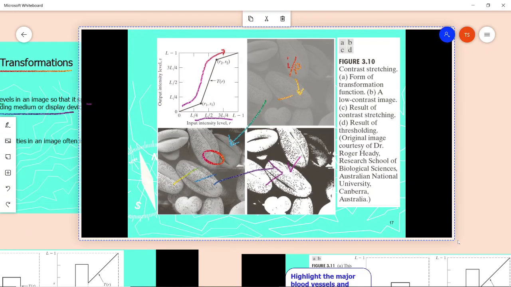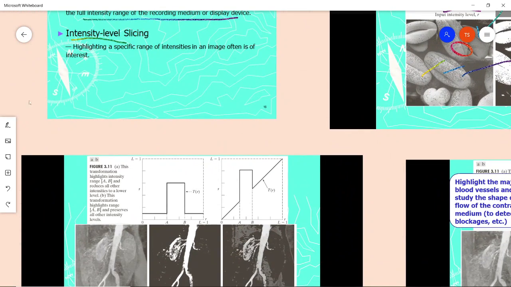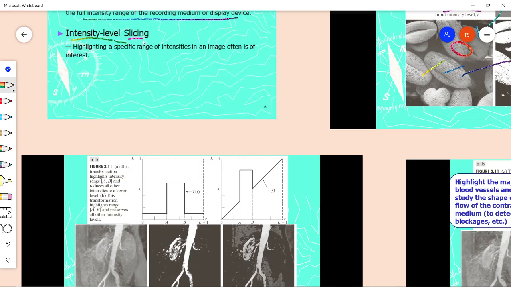Next one is intensity level slicing. This intensity level slicing means, see here, this is the slicing. Slicing means dividing into parts, but here it is some interesting part we are highlighting. Some interesting, specific intensities in an image. A specific range of intensities which are our interest, those specific range of intensities are highlighted. This is called intensity level slicing.